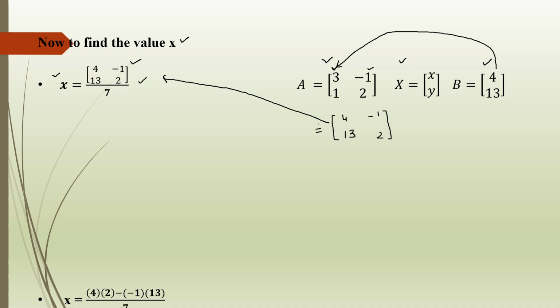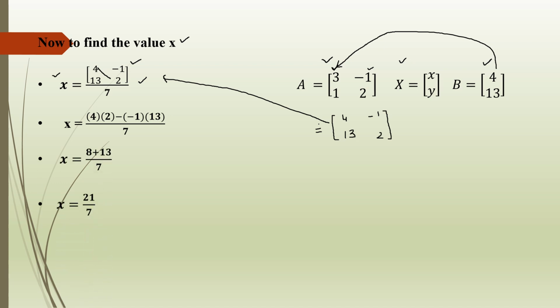Now when it is divided by 7, look here, in the numerator we will find the determinant of the above matrix. It will become 4 multiplied by 2, then we have to put the minus sign, and then minus 1 multiplied by 13, and then divided by 7. So the answer will become 8 plus 13, that is 21 by 7. So the answer is x is equal to 7. Okay, now my dear student, this is the value of x. Let's move towards the value of y. How to find the value of y?